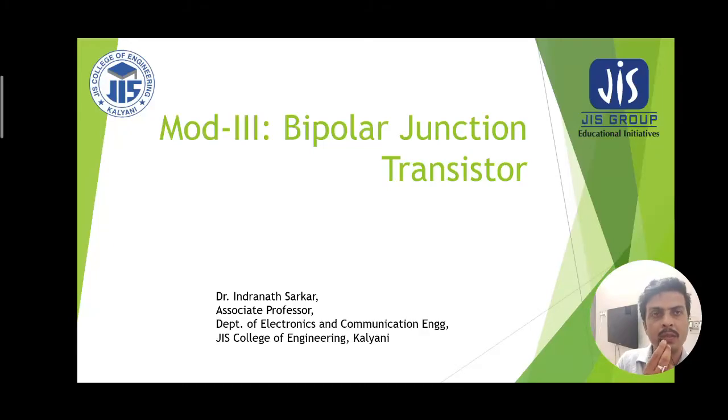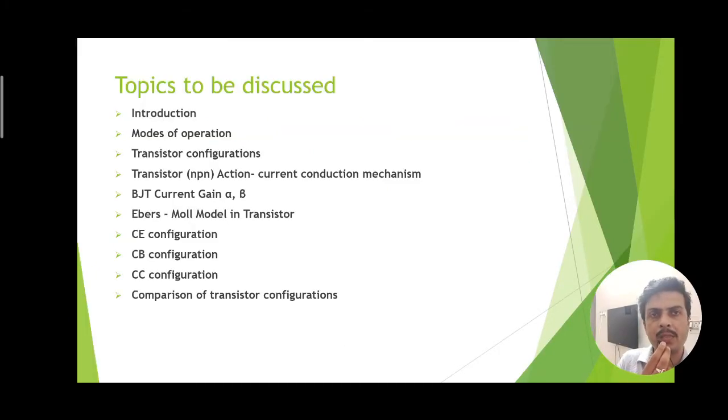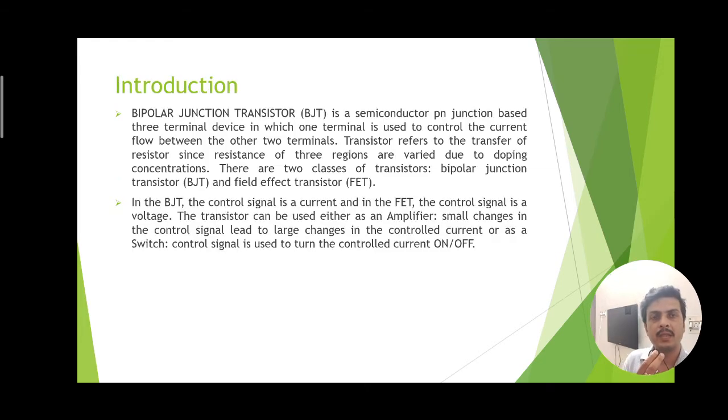Today we are continuing with bipolar junction transistor. Today we will discuss the introductory concept of the bipolar junction transistor, modes of operation, transistor configurations, transistor action, that means current conduction mechanism, BJT current gain alpha and beta, Ebers Moll model in transistor, common emitter configuration, common base configuration, common collector configuration, comparison of transistor configurations.